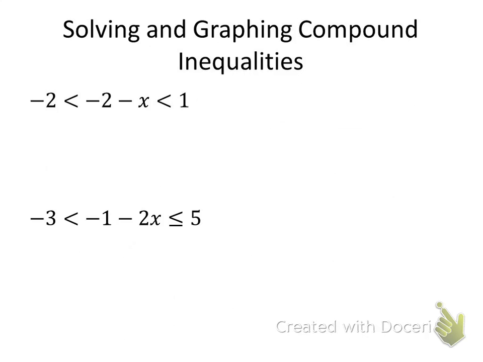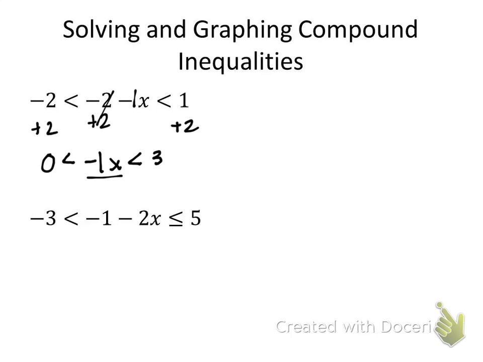So let's do another one of these. 2 more of these. Okay? First of all, before I do anything, what's this number right here in front of x? Negative 1, so let's write it so we don't forget. Alright, I need to add 2 first. Whatever I do to the middle, I've got to do to the front and to the back. And I get 0. So negative 2 plus 2 is 0 is less than negative 1x is less than 3.